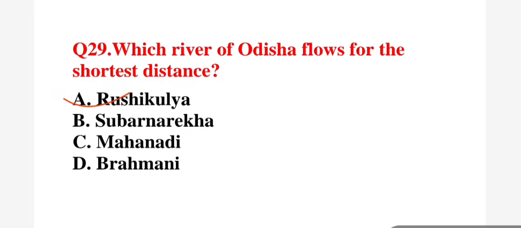If we talk about river Rusikulya, it flows about 165 kilometers. If we talk about Subarnarekha, it flows around 395 kilometers. Mahanadi flows 900 kilometers overall, of which it flows 494 kilometers in Odisha. The river Brahmani flows 480 kilometers in Odisha. So let us move to the next question.